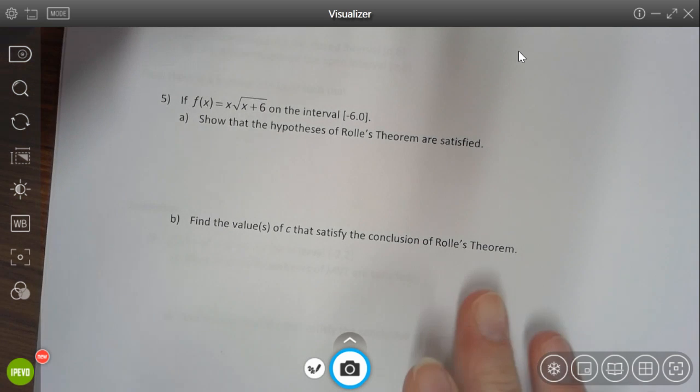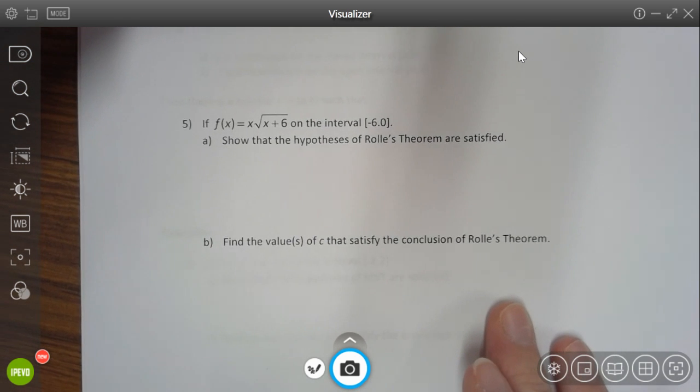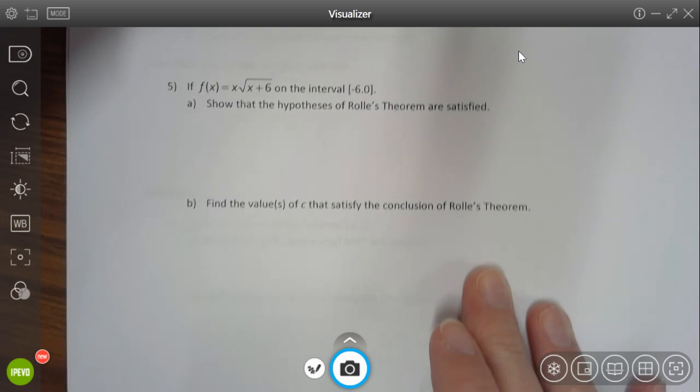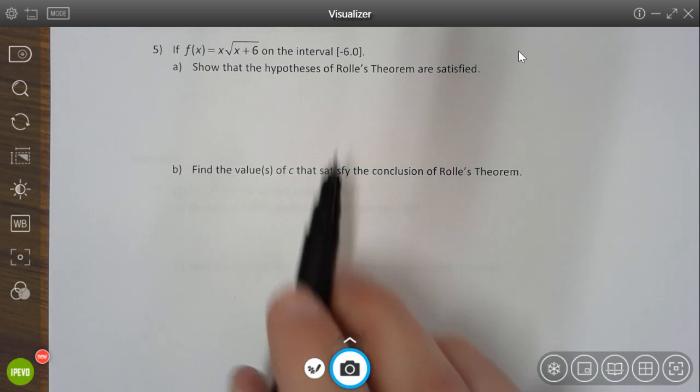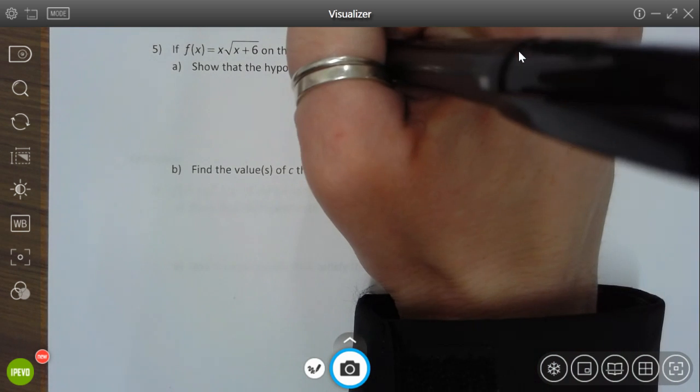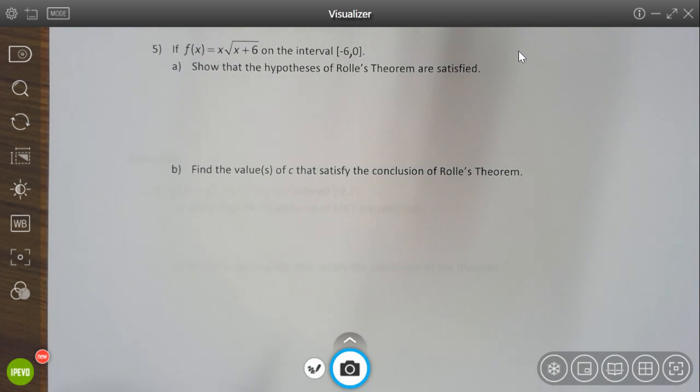All right, so we left off talking about Rolle's theorem. I want to talk about example 5. So on this function, f of x equal to x times the square root of x plus 6, we're given the interval from -6 to 0. We want to show that the hypotheses of Rolle's theorem are satisfied. So we got 3 different things.